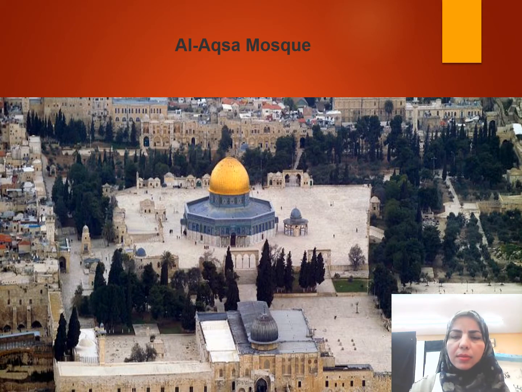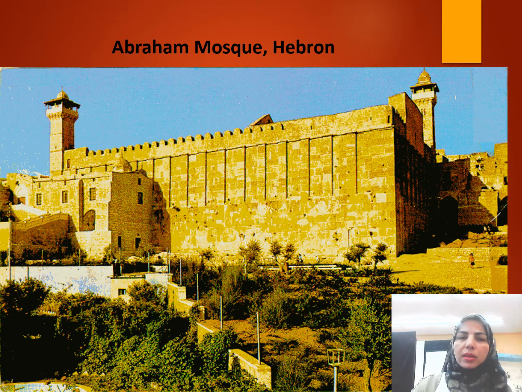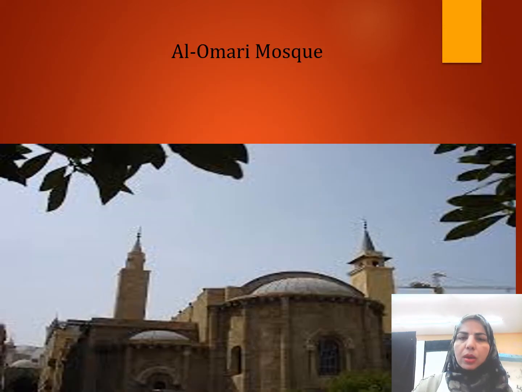Yes, it is Al-Aqsa Mosque, which is located in Jerusalem, the capital city of our lovely homeland, Palestine. The next picture is, yes, it is Church of Nativity, which is located in Bethlehem. Next, this mosque is Abraham Mosque, which is located in Hebron. And we have Al-Umari Mosque also.